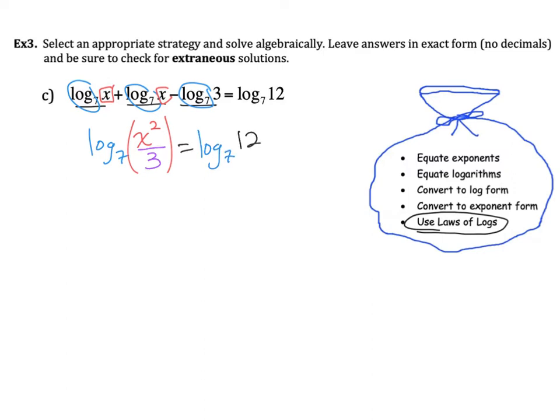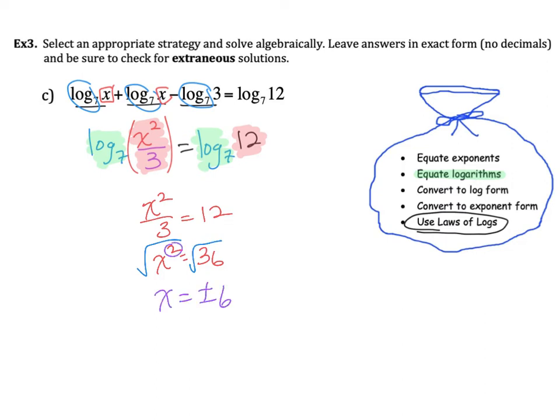So again, because these two logs are both the same, log base 7, then I'm going to equate my logarithms, which means I can equate x squared divided by 3 equal to 12. Those two numbers must equal each other. So x squared divided by 3 must equal 12, and therefore x squared equals 36. So when I take the square root of both sides, remember that you must have two solutions. So x is going to equal plus and minus 6.